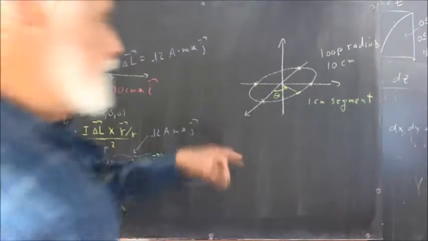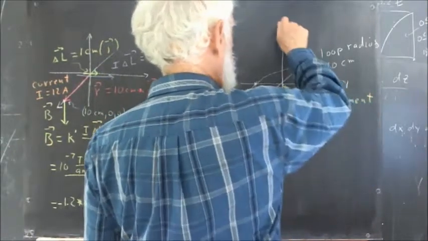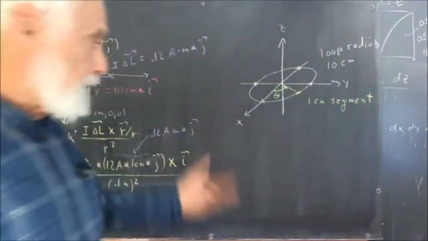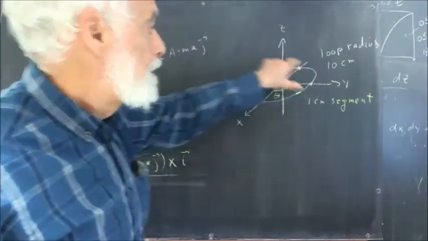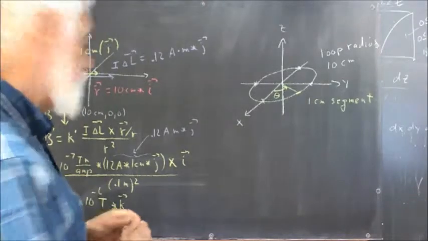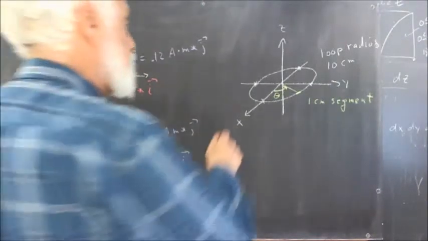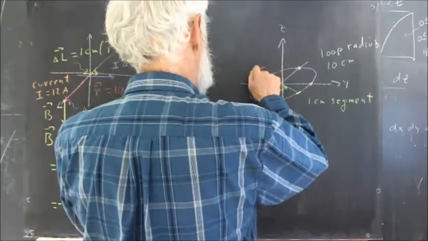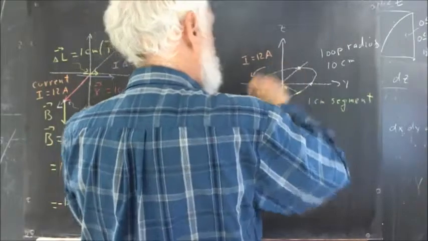Okay, now we have a situation where we have X, Y, and Z axes, and we have a loop of radius 10 centimeters in the XY plane with a current of 12 amps, I believe, yes, same old 12 amp current running around the loop.